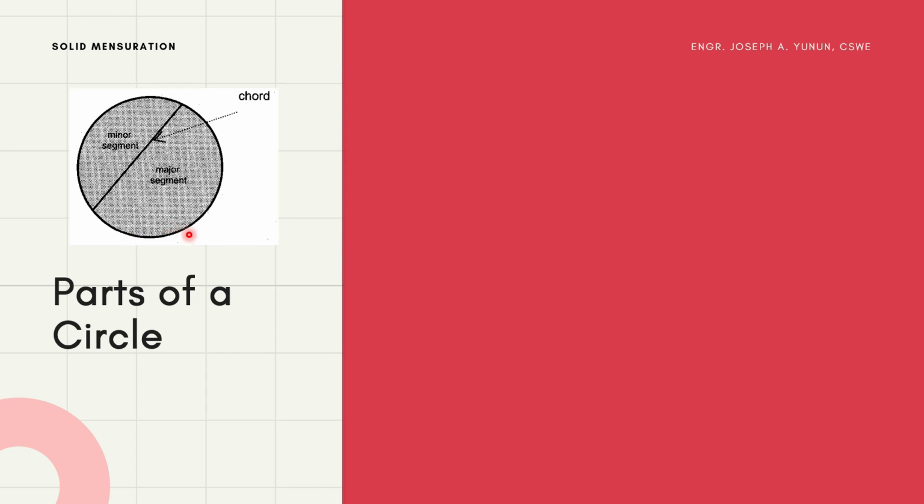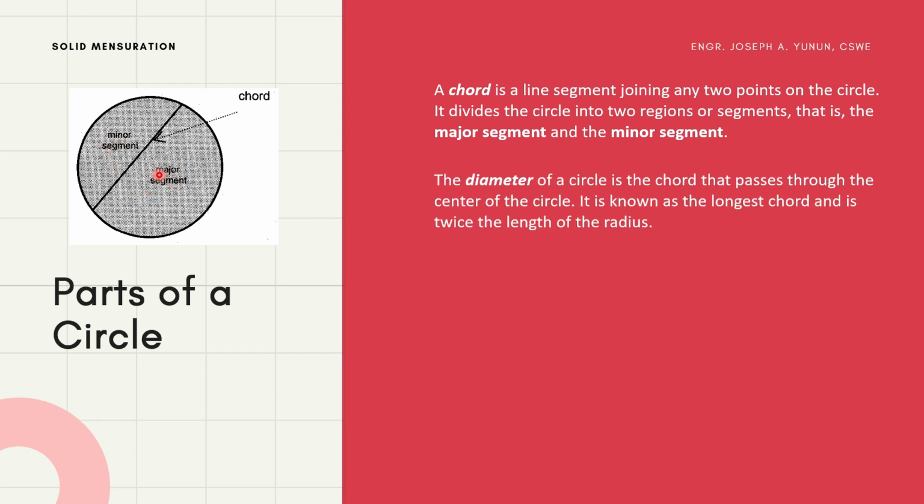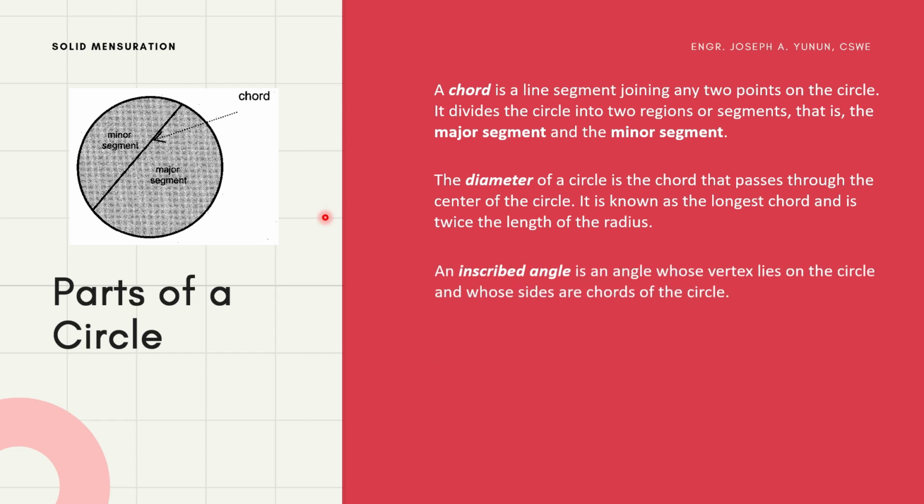Then you have the chord. A chord is a line segment joining any two points on the circle, and it divides the circle into two regions or segments. That is the minor segment and the major segment. And the diameter of a circle is the chord that passes through the center. It is known as the longest chord and is twice the length of the radius.